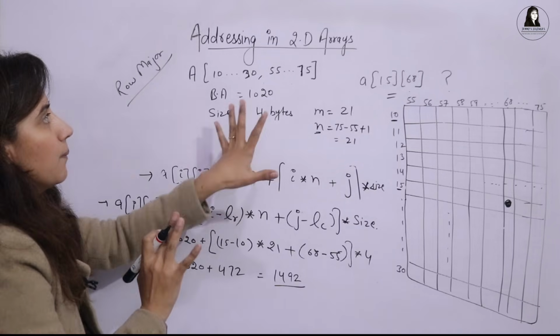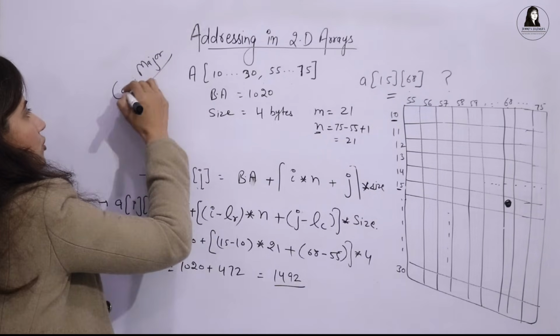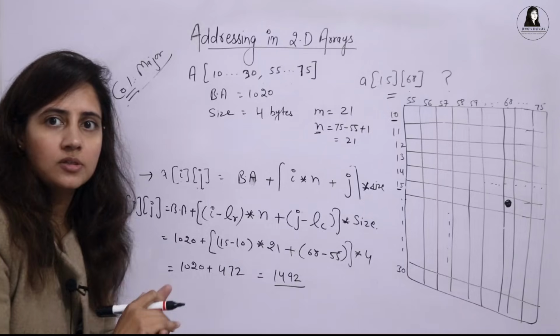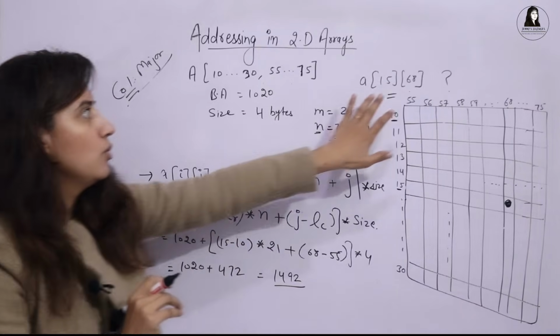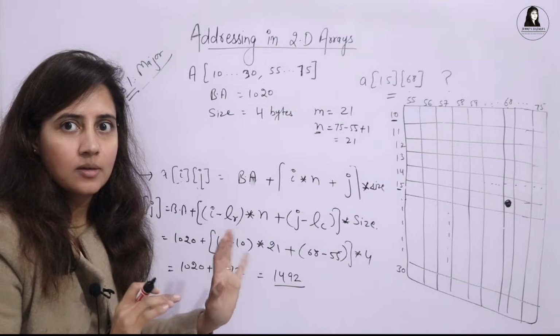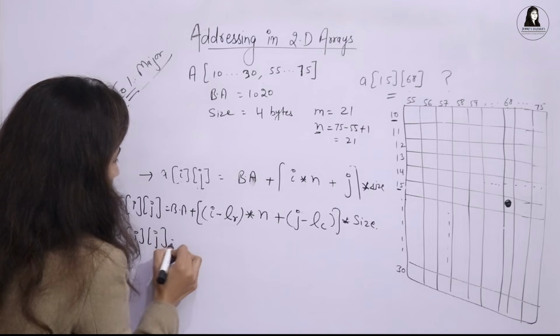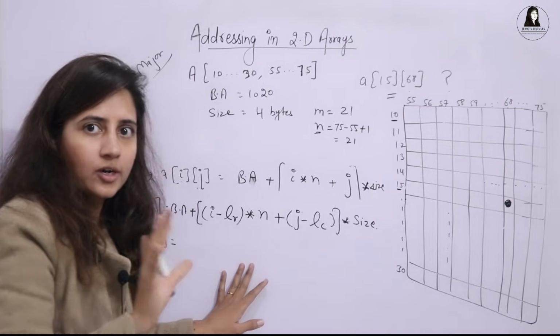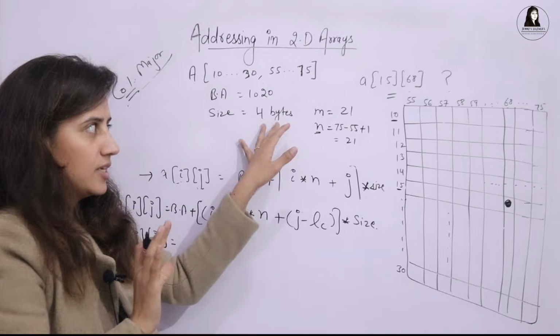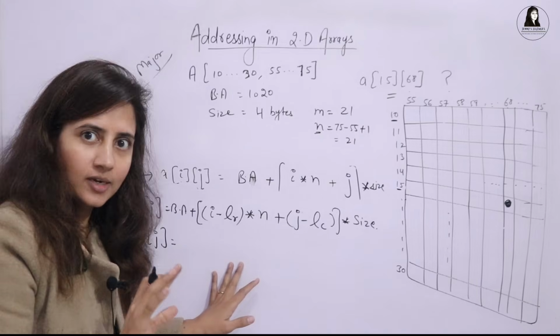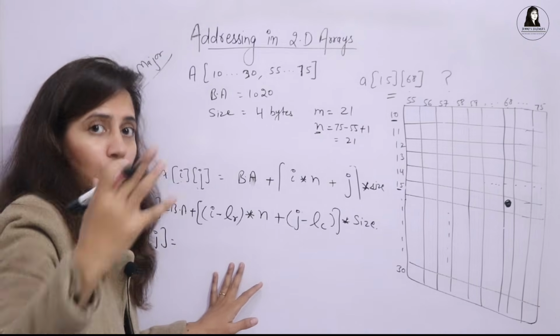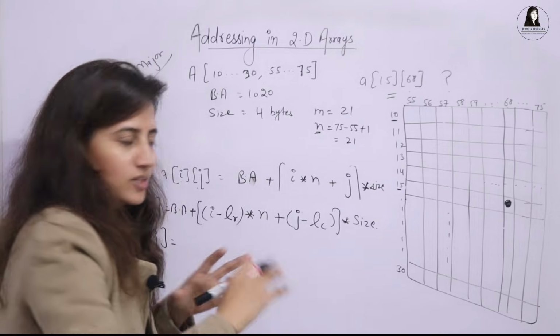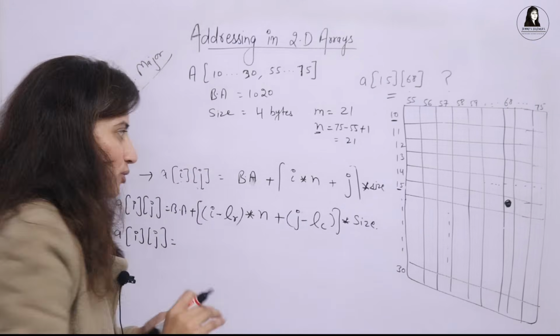This is in row major. But suppose the representation is given as column major and you have to find out 15 to 68. Then please pause the video, write down this formula, and find out the formula for column major representation, right? And just write it down in the comment section. Yes, you got it yourself. Without watching this video, you can just comment this as well.